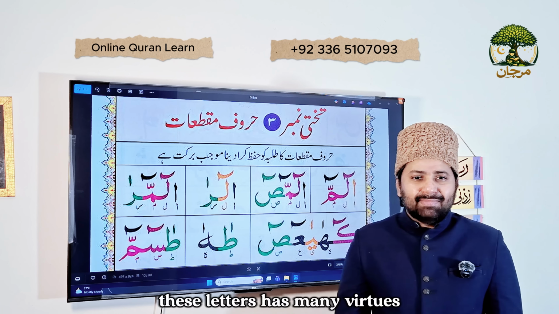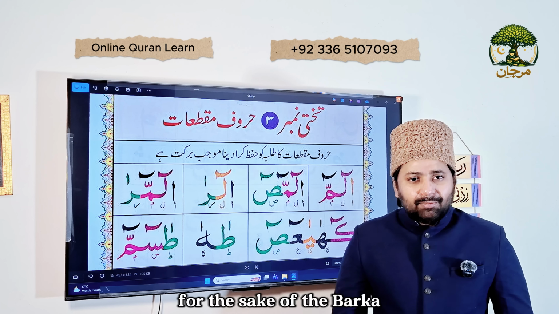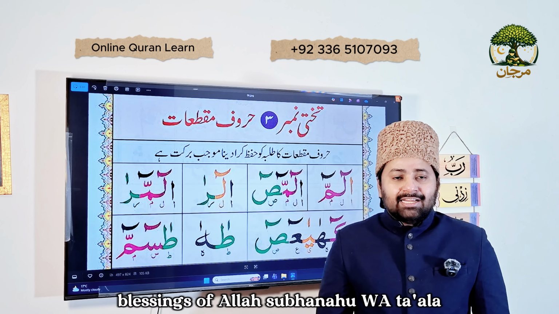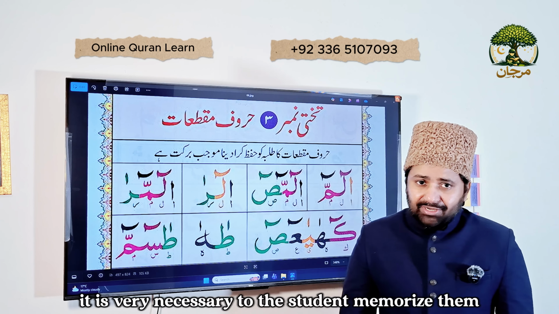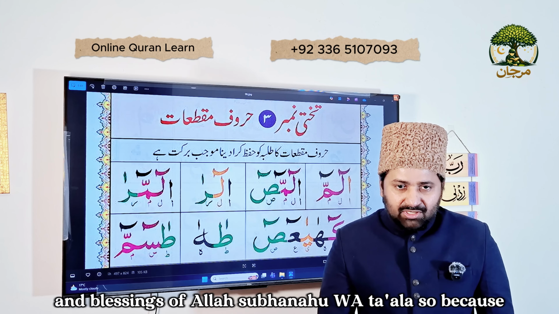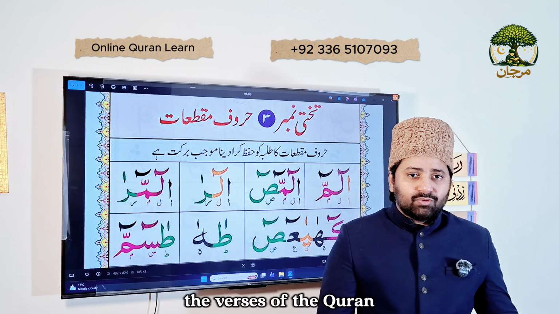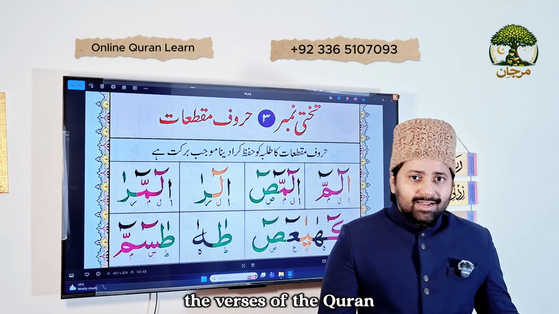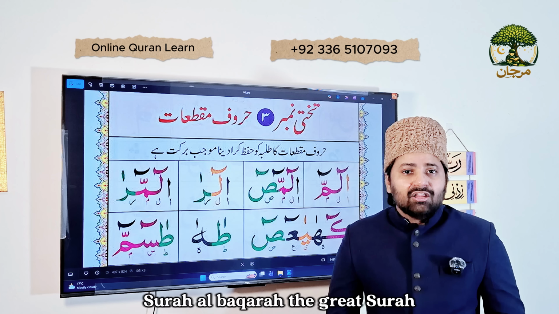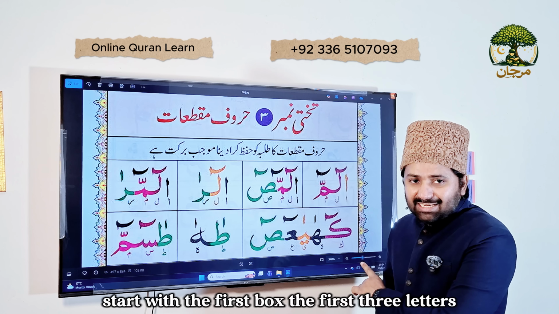That's why we can see this line in Urdu, Huroof Muqatta'at ka tulaba ko hifz kara dena mujib-e-barakat hai. That means for the sake of the barakah, the blessings of Allah subhanahu wa ta'ala, it is very necessary for the student to memorize them. I suggest you memorize them to take the barakah and blessings of Allah subhanahu wa ta'ala. Because we are starting, these are the ayat, the verses of the Quran. The first box is the ayah of Surah Al-Baqarah, the great surah in the Quran. Surah number 2 starts with the first 3 letters.